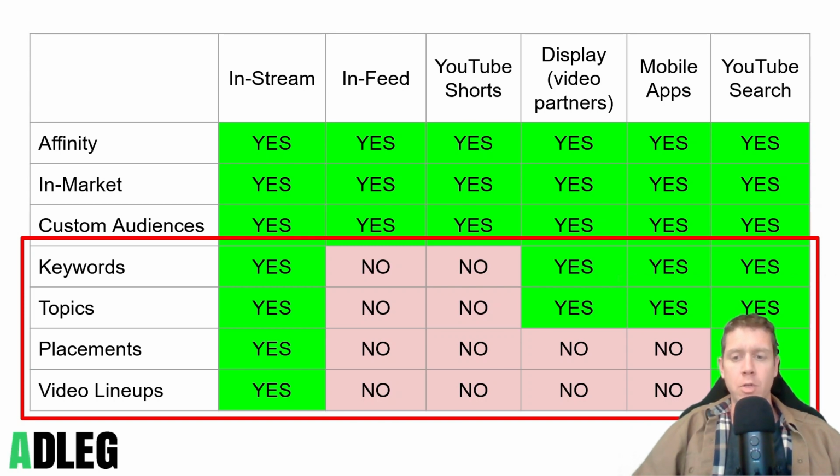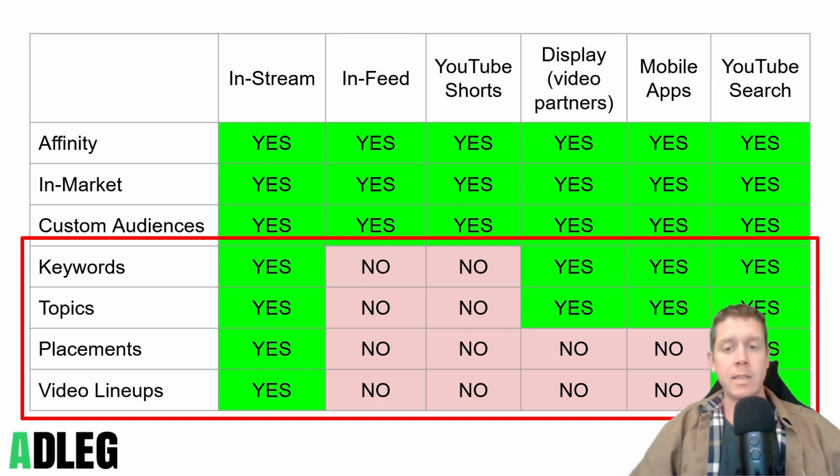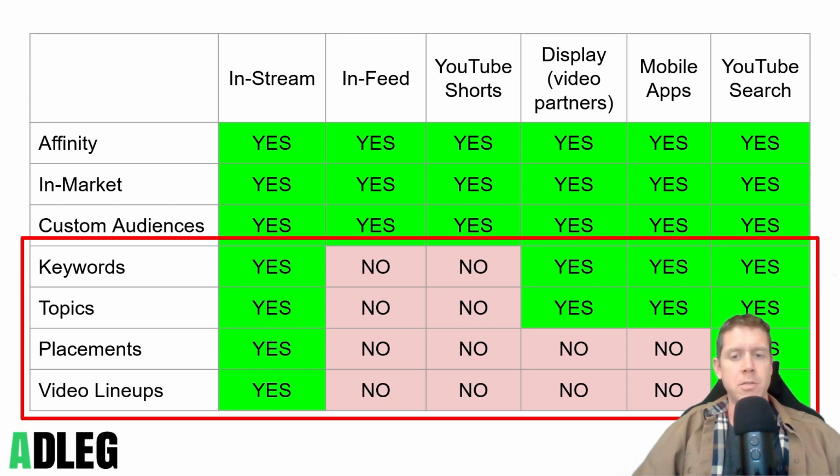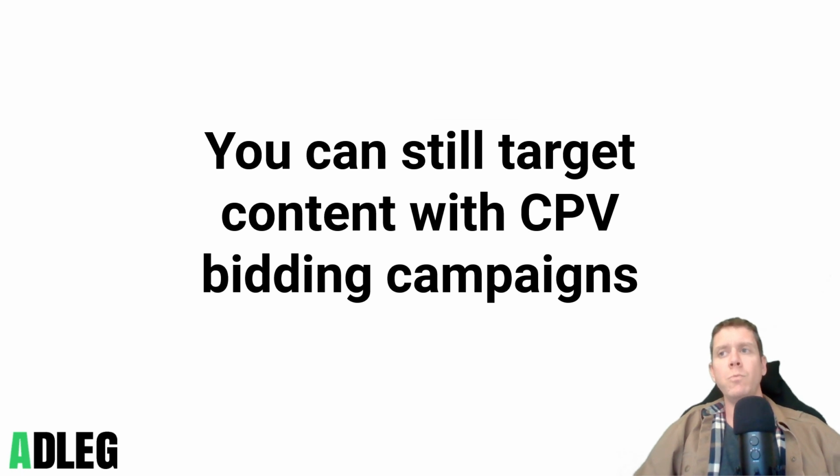If I was running YouTube, I would probably want to fill up that inventory and get top dollar for those ads in any way that I could. This change is definitely going to do that. Was that the intent, or is that a byproduct? I just don't know. I can't say. Now, whatever the case is, whatever Google's motivations are, we can still target content with cost per view bidding campaigns.